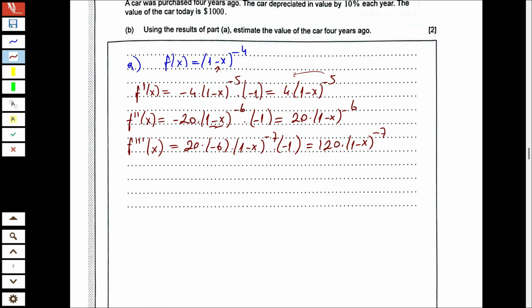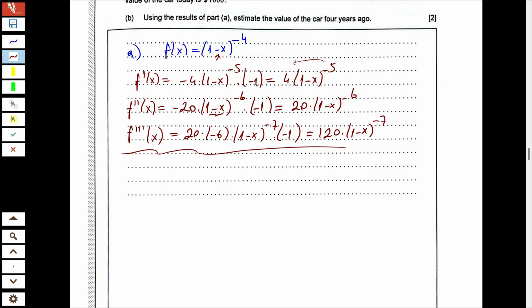But when we write, for example, the Maclaurin series, we will just plug in 0 into these expressions. For example, the first derivative of f at the point 0 is 4 because we are just plugging 0 in here. And the second derivative of f at the point 0 will be 20, and the third derivative of f at the point 0 will be 120.